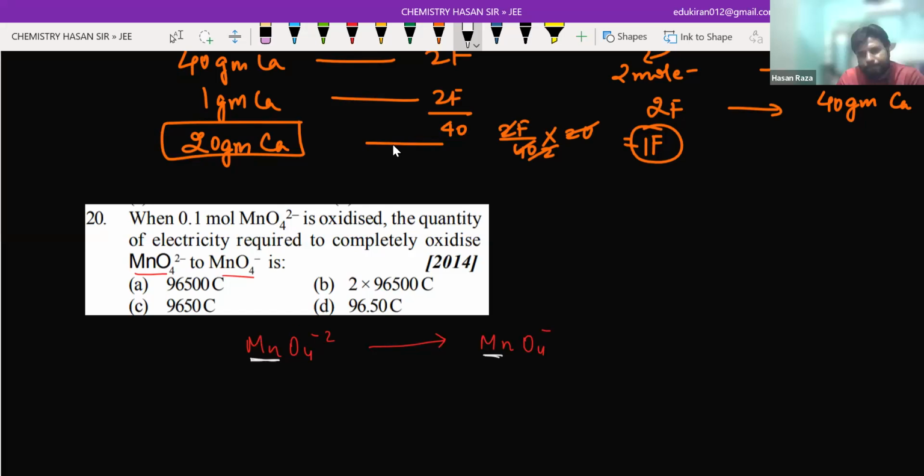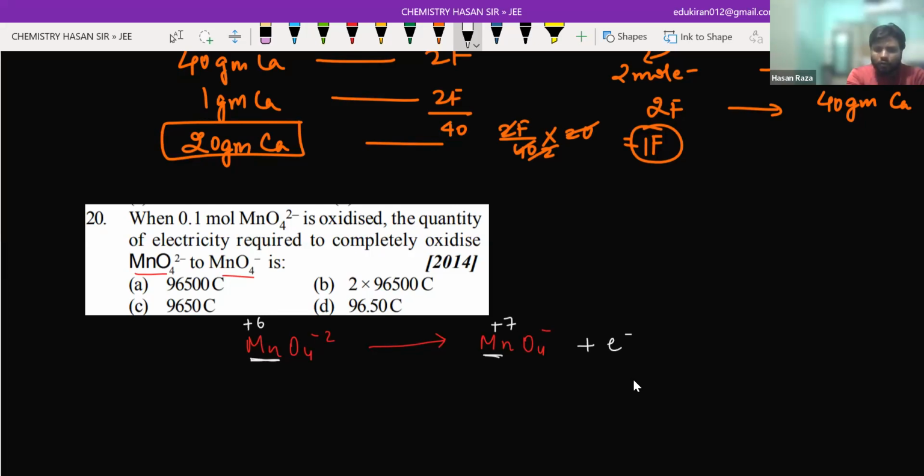So if you're going to solve it, it is equal to plus 6. And if you're going to solve it, it will be equal to plus 7. That means basically it lost 1 electron. Yes or no?